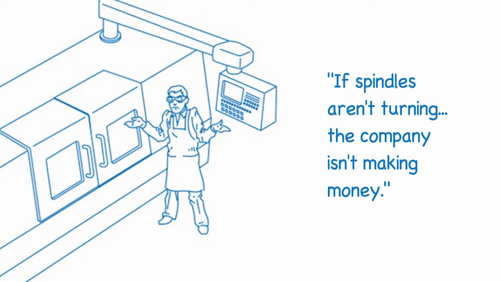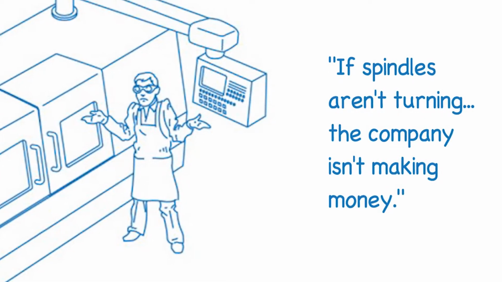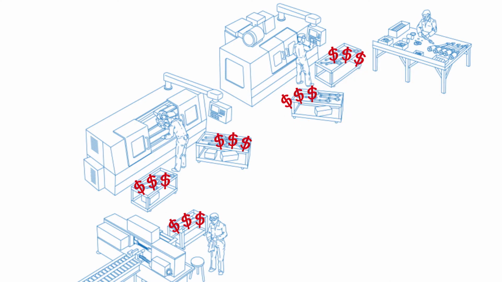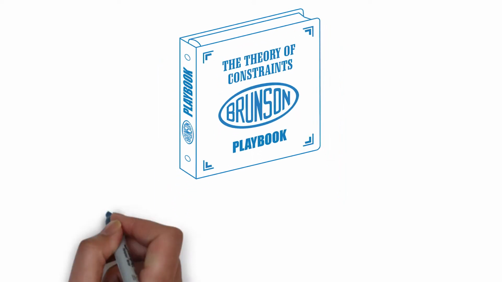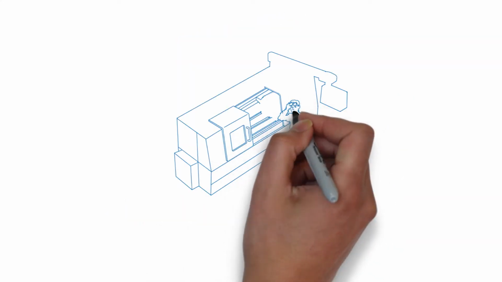Yeah, I know that's what everybody says, but that's not the whole story. Okay, that seems crazy. It can be counterintuitive and challenging to get used to, but when people make more than is called for, it creates chaos. Chaos? Yes, we've seen it countless times before. So this is what the theory of constraints tells us. Run just the quantity that's ordered for right now. That's the Brunson playbook.